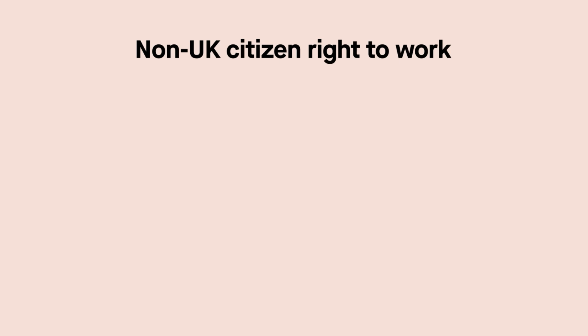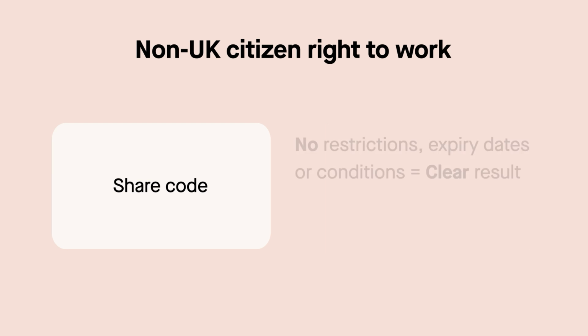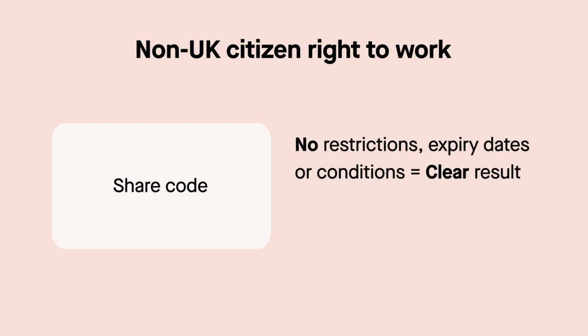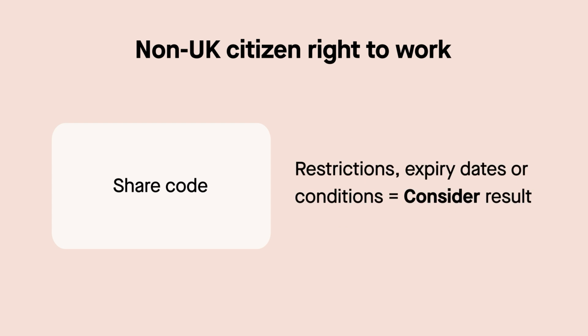Next, let's move on to non-UK citizens. Non-UK citizens typically prove their right to work through a share code or through immigration documents. When submitted to Zinc, the result for non-UK citizens can also be either clear or consider. A share code with no restrictions, no expiry dates, or conditions will generally produce a clear result, unless your organisation has specified otherwise on the Zinc system to flag these. A share code with an expiration date, restrictions, or conditions will result in a consider result.